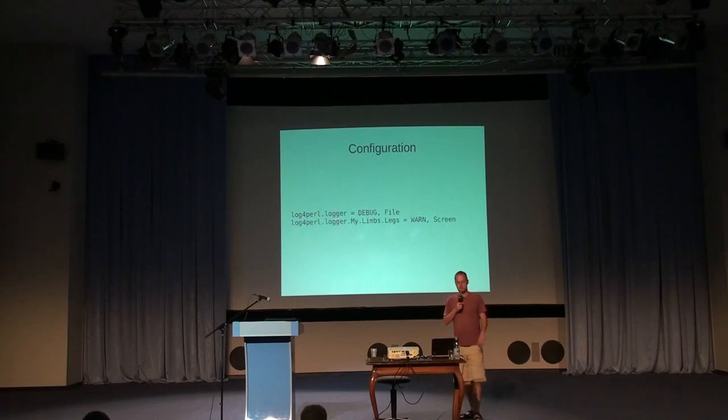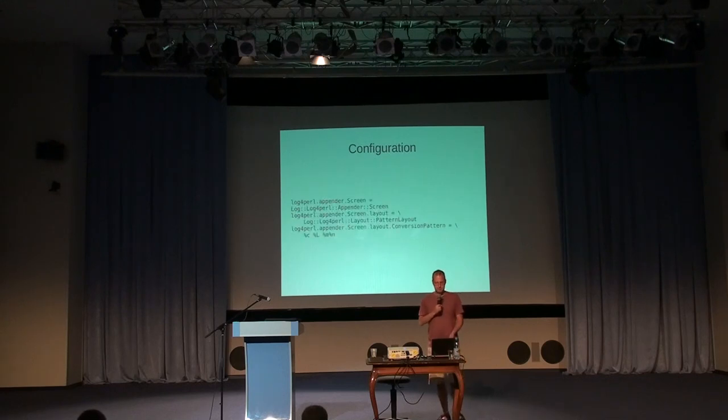You can write a really simple configuration like this, which is just saying that we want to log everything at debug level and more important. And file is saying we're logging to a file. But then let's say we're developing this system, and at the moment we're working on the legs part of the code, we can send that out to the screen. So you can send different categories, different parts of the system to different places.